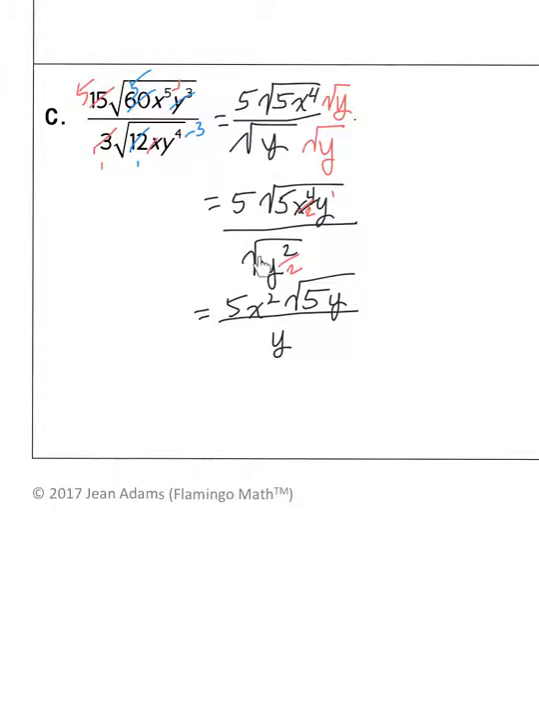Technically, I just took a square root of an even number, so I should have absolute values around this y. I don't need them around the x squared because this is an even exponent, and even if x were negative, squaring it would make the negative go away. So I am going to put absolute value signs here, and then this ends up being my final answer.